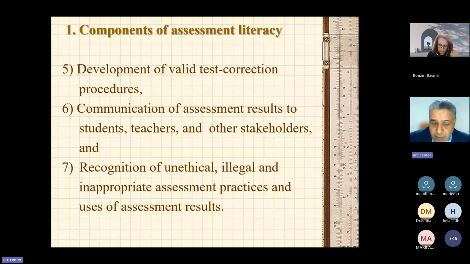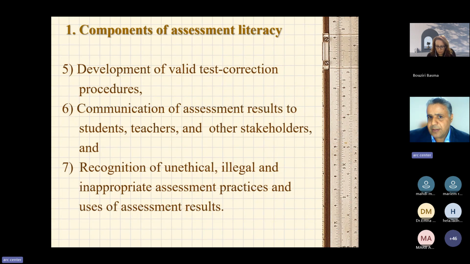So sometimes it's very important to know, and I don't want to go too technical here. So the uses of assessment: we can use assessment practices to make specific decisions which are important. They can change the lives of people, but to what extent do inappropriate assessment practices affect the lives of people? So this is very important.